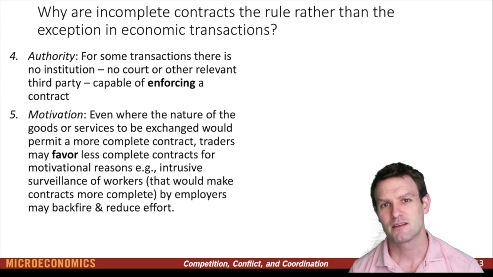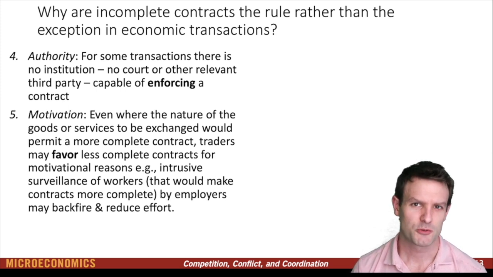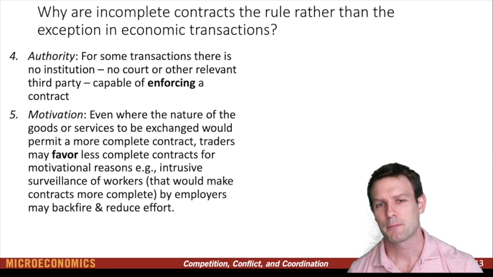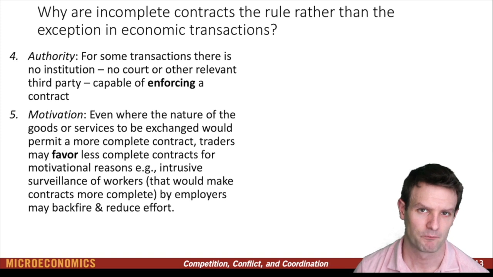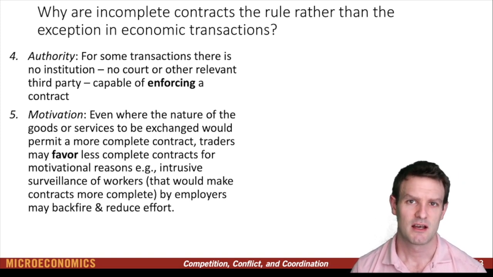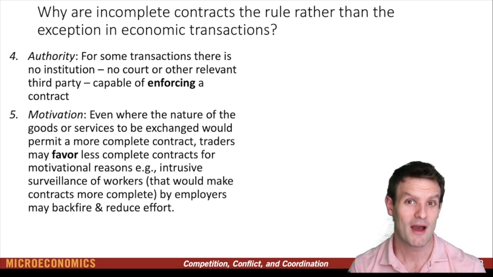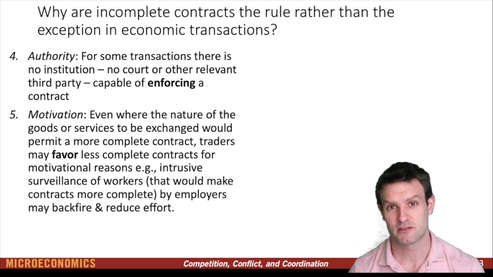The fifth is motivation. So this is an interesting one. What this comes down to is that sometimes, if you can completely specify what would happen in a contract, it actually might not be in your interest to do so. The reason being is that in certain kinds of contexts, the people who are within a contract may actually prefer to have an incomplete contract because that would favor trust, social norms, and reciprocity.